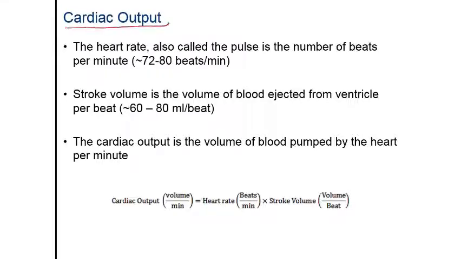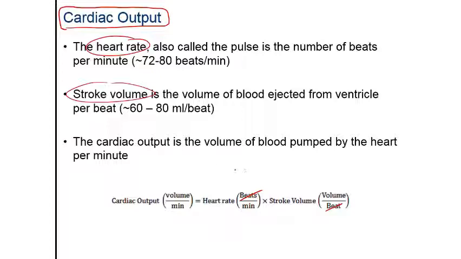Next, we're going to talk a little bit about cardiac output. Cardiac output can be used as an indicator of how healthy an individual's heart is. Cardiac output is dependent on two things: the heart rate and something called the stroke volume. The heart rate is how many times the heart beats per minute, and the stroke volume is how much blood is released from the ventricles every time it beats. When you multiply the two together, you can cancel the units and end up with cardiac output, which is volume per minute, which is how much blood the heart can circulate per minute.